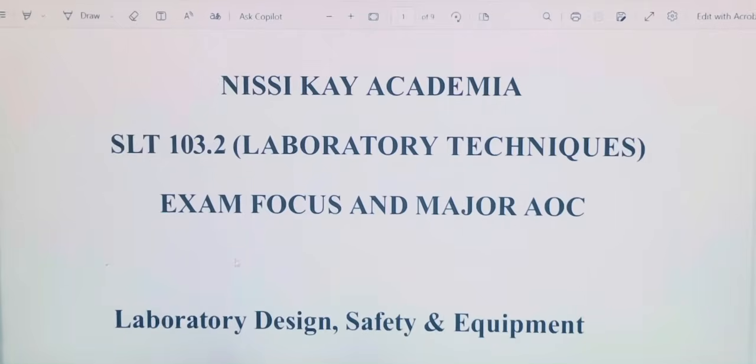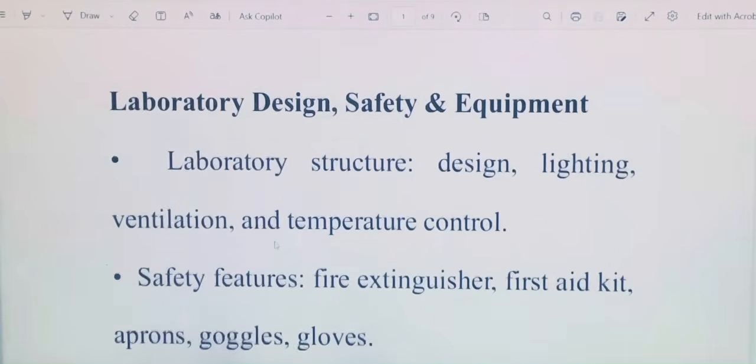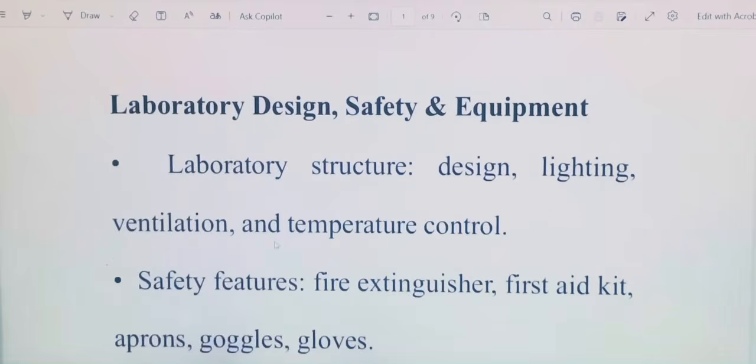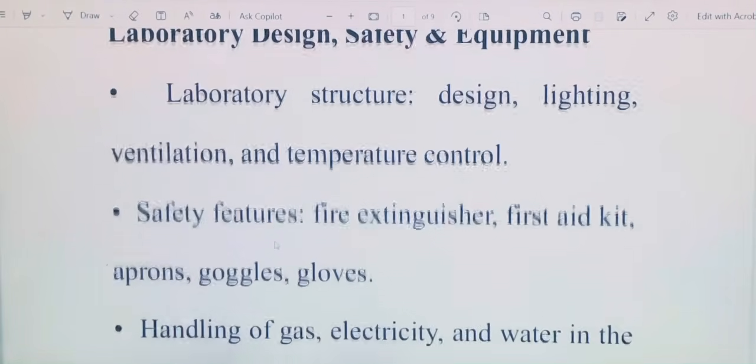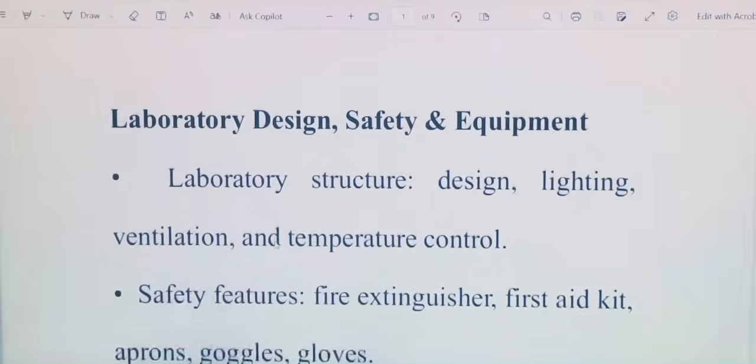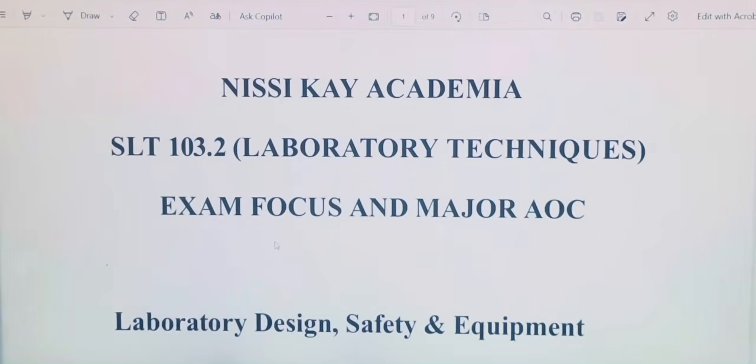In this video, we are going to be looking at SLT 103.2 laboratory techniques, and we'll be focusing primarily on basic exam focus and, of course, major areas of concentration in the course. So I'm going to be running through the areas of concentration I was able to put together, the major areas of concentration as far as this course is concerned. And you have to understand that this is a laboratory course, of course, laboratory techniques.